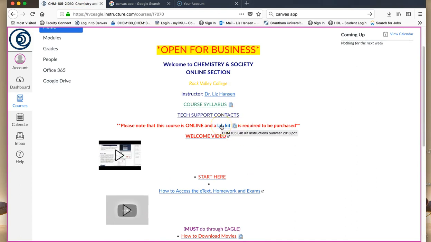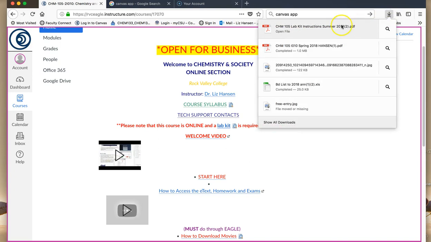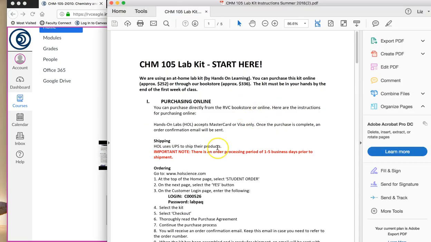Lab kit that I've been talking about, sending emails out since early May to you. And I think the last one I sent out was just this last Friday, so a day or 2 ago. You have to have a lab kit. This is an online chemistry class. You're getting credit for not only the lecture portion, but for lab. You have to have the kit, and you need to follow these instructions.